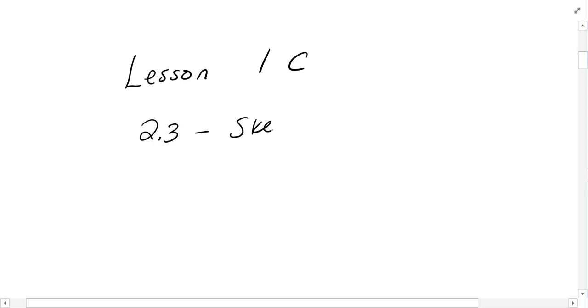So we are going to take a look at lesson 1C. We're looking at 2.3, which is all about sketching polynomials. So some background knowledge that we have from our Desmos activities, because there were two Desmos activities.